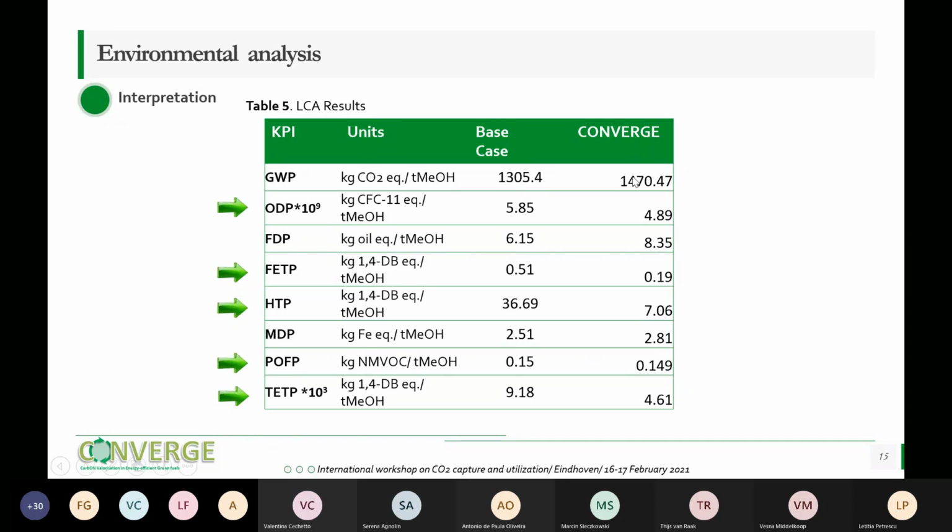Talking about global warming potential, here you can notice that in the Converge case we have a higher value for the global warming potential, but we don't have to forget that this will be considered a negative emission, because the raw material used for biomethanol production is biomass. With one of the project partners, which is responsible for the biomass supply chain, we have identified the quantity of CO2 which is requested for the biomass growth, and this is around 5.2 tons of CO2 per ton of methanol.